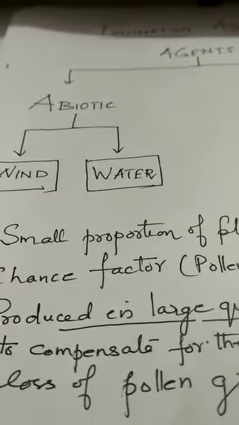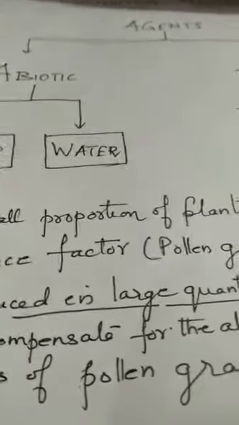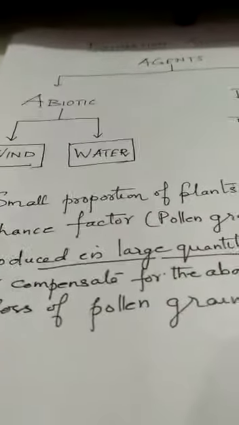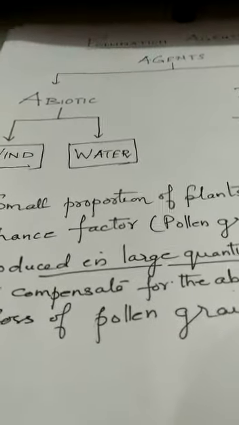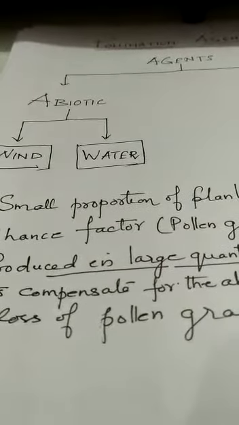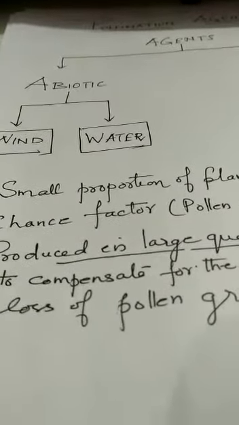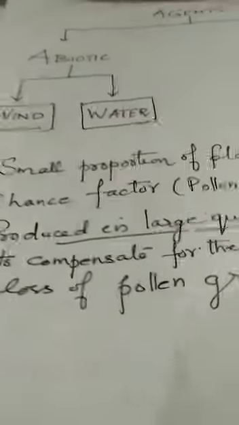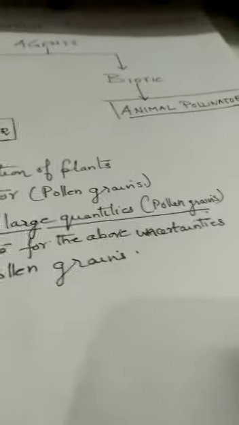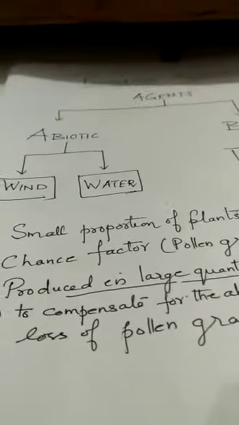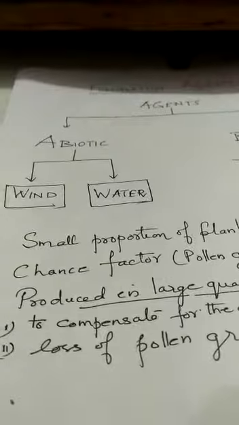And you'll find that in the case of wind and water pollination, only a very small proportion of plants are being pollinated by wind and water. It's merely a chance factor if these pollen grains fall on the flowers of these wind and water pollinated plants, and to compensate for the above uncertainties and the loss of pollen grains, they are produced in large quantities. And the biotic agents are the animal pollinators. Now we'll discuss each of these wind and water pollinated plants.